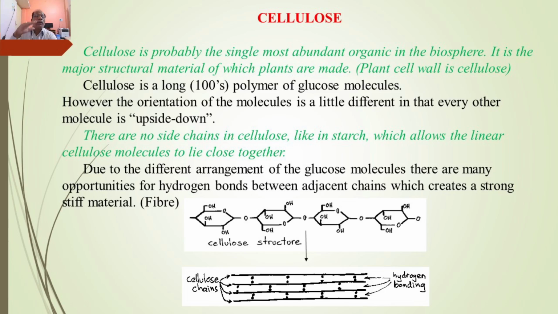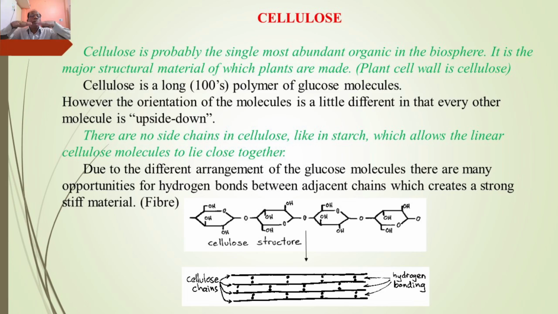Cellulose is also a polymer of glucose molecules, consisting of a chain of hundreds of glucose molecules. However, the orientation of the glucose molecules is a little different, in that every other molecule is upside down.